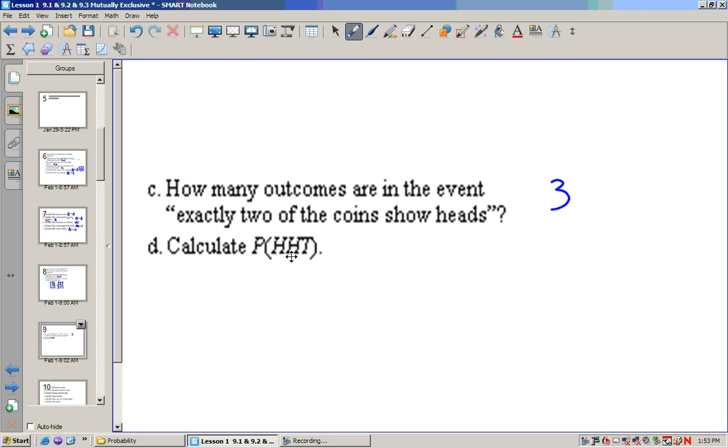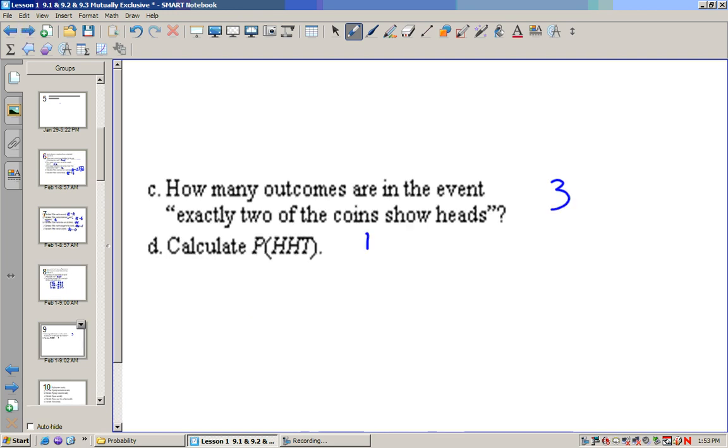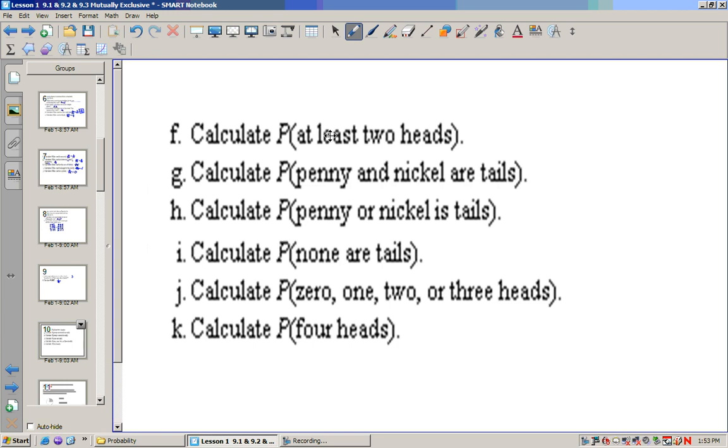What's the probability of heads, heads, tails? Well, heads, heads, tails happens once out of all 8 times. So that would be 1 out of 8. What's the probability of at least 2 heads? Well, I already counted that up, and that was 4 out of 8, so that's 1/2.